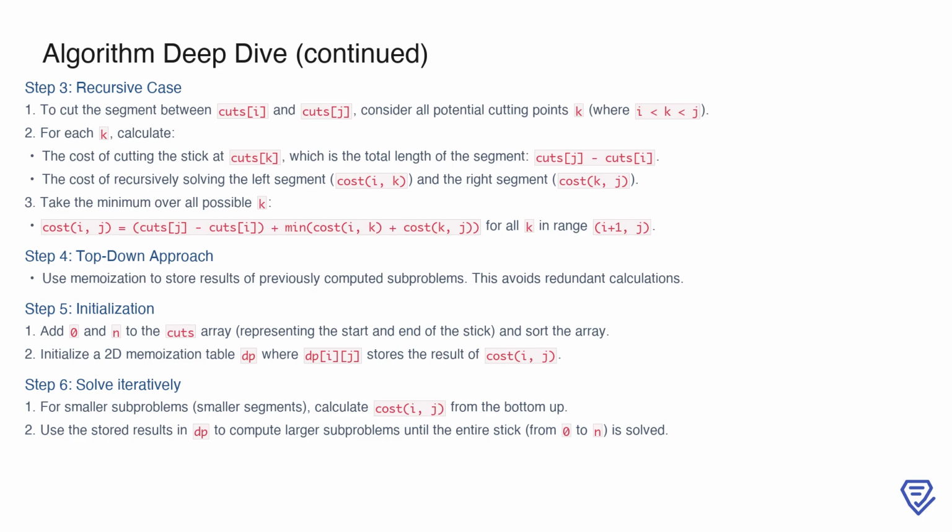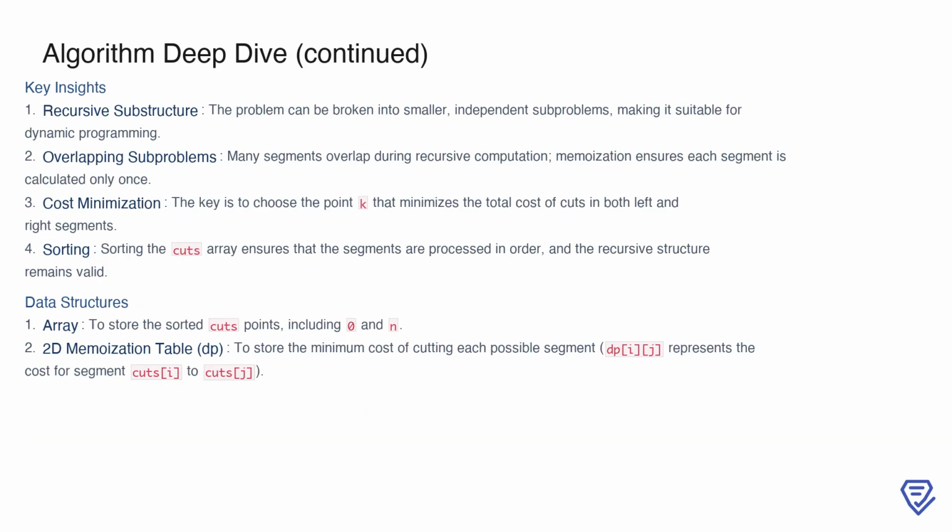Before solving, we initialize by adding 0 and n to the cuts array, sorting it, and setting up the DP table. Finally, we solve smaller subproblems first and use these results to compute solutions for larger segments, working iteratively until the entire stick is covered. This problem leverages several important insights. First, it has a recursive substructure, meaning that solving the problem for a larger stick can be broken down into solving it for smaller segments.